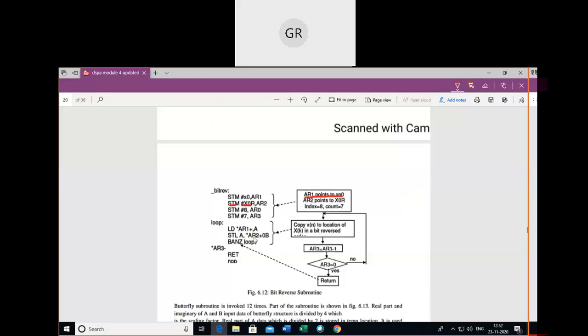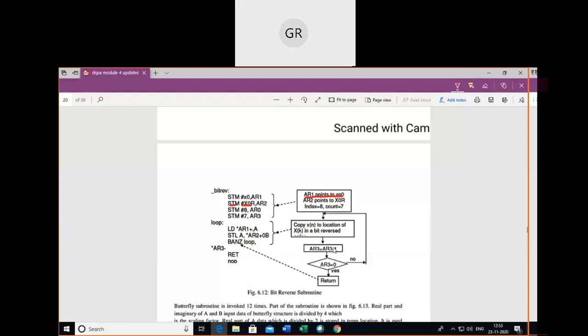BANZ loop: branch if not equal to 0. This is the branch instruction. Here *AR3-, after completing this instruction, there is a loop. How many times will it repeat? Up to 7 times. *AR3- means AR3 is loaded with 7.